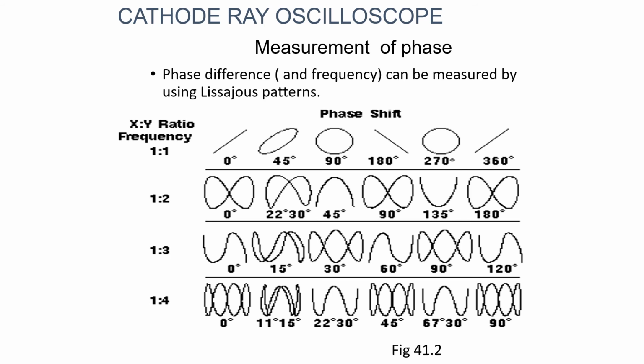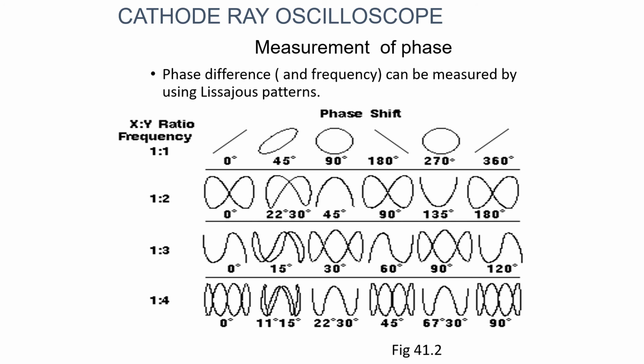The Lissajous patterns are useful to find out the phase difference between two sine waves. They are also useful to find the unknown frequency of a sine wave. The patterns showing the phase relationship between two sine waves of the same frequency are shown. The different Lissajous patterns will indicate the different phase differences between two waveforms.